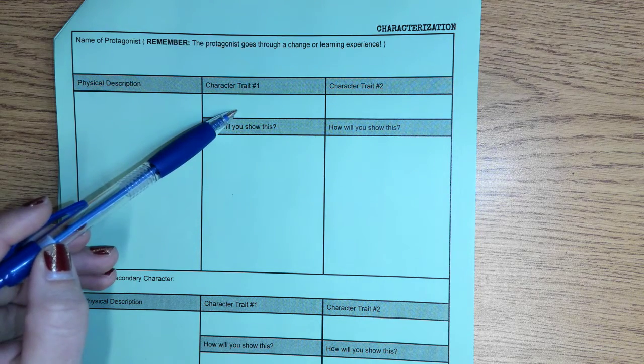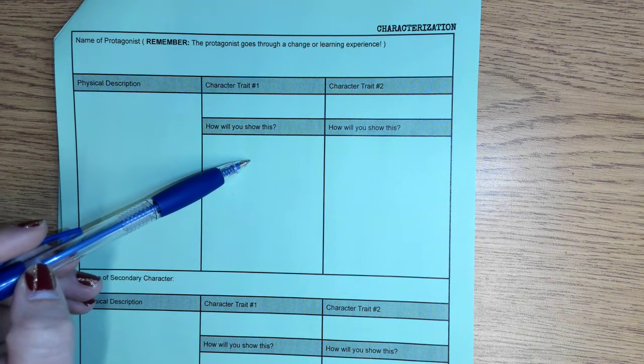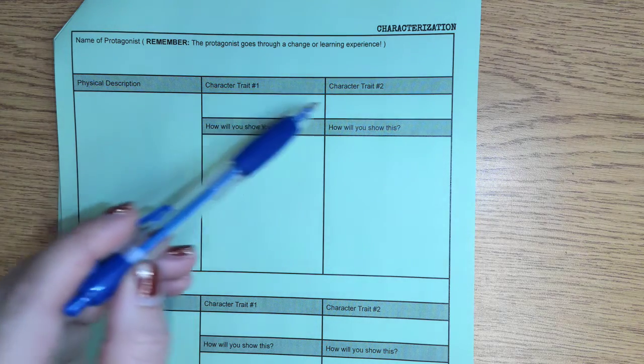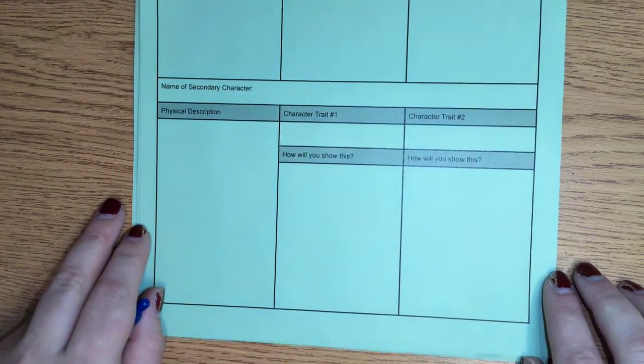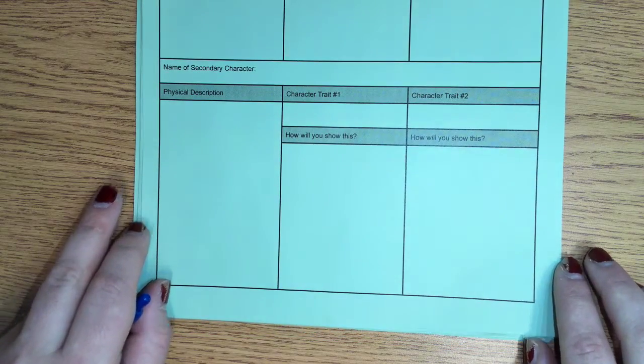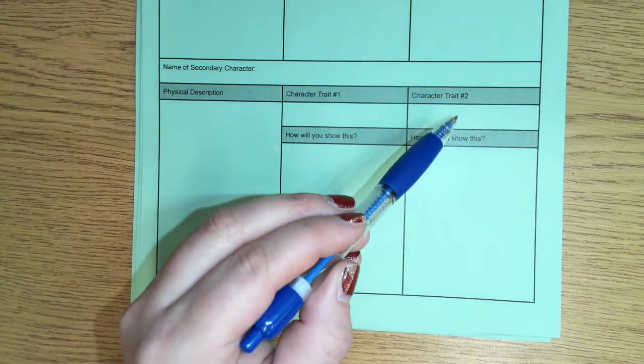You are listing the character trait, and then you are talking about how you plan to show that within your writing. And of course, you're going to do that for the second character trait as well. Then you're also responsible for characterization of a secondary character. You can have more than 2 characters in your story, of course, but you're only responsible for characterization of 2 of them. So just choose another character to characterize. Again, you're going to choose the name, provide a physical description, and then provide 2 character traits.